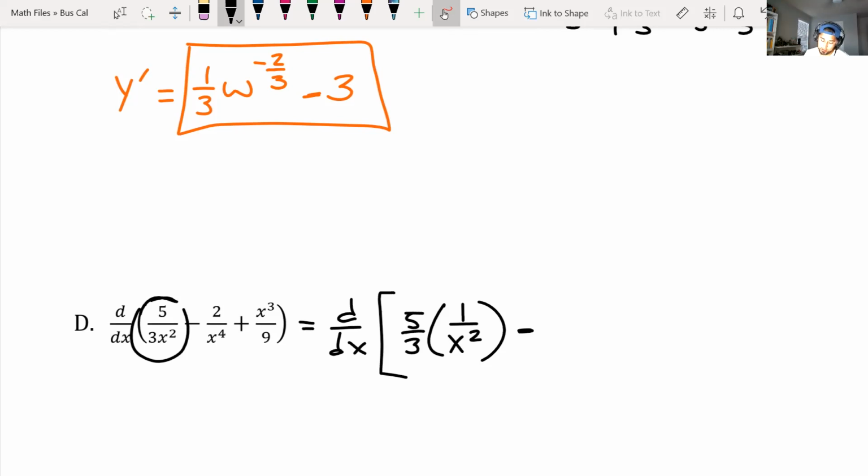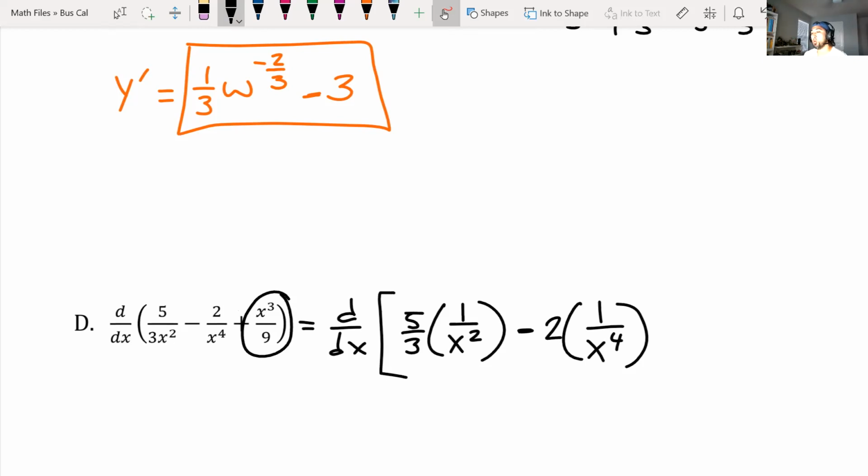Minus, now let's start with this next term. What number could I take from this fraction? 2. And you'd get 2 times 1/x^4. And then, is that a plus? That is a plus. Let's do the last one. x³/9. What fraction could I take from there? 1/9. And that leaves me with x³. Close bracket. We're almost there, guys.